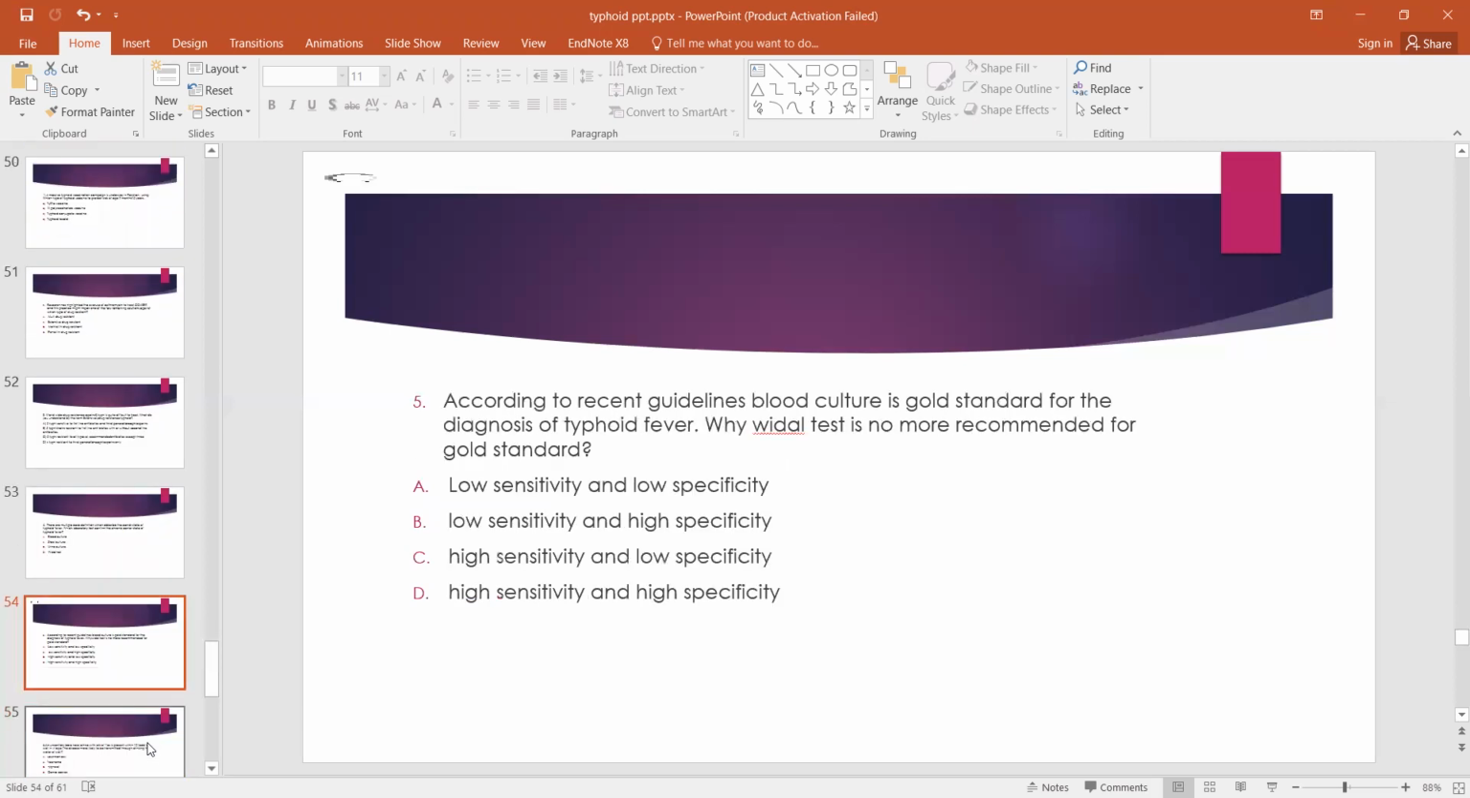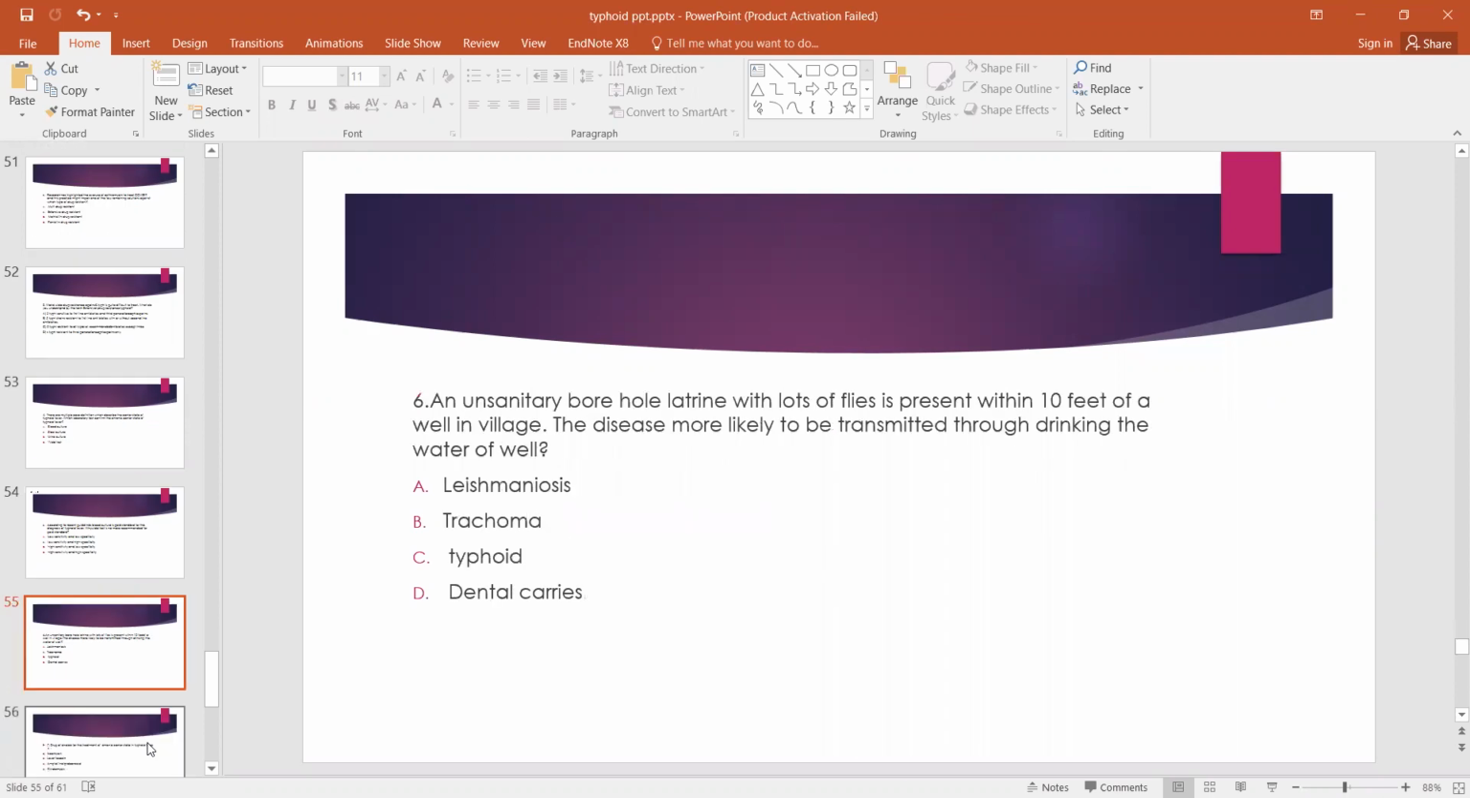According to recent guidelines, blood culture is the gold standard for the diagnosis of typhoid fever. Why is the Widal test no more recommended as a gold standard? Because of low sensitivity and low specificity, low sensitivity and high specificity, high sensitivity and low specificity, or high sensitivity and high specificity? A. A is the right answer, low sensitivity and low specificity.